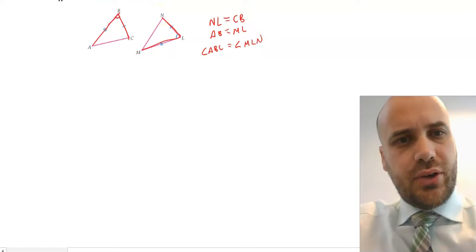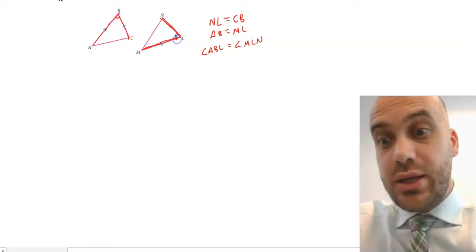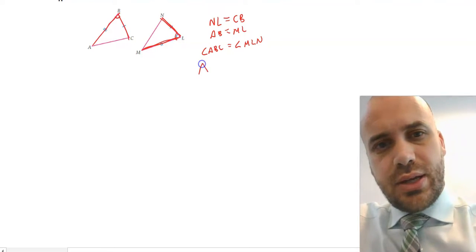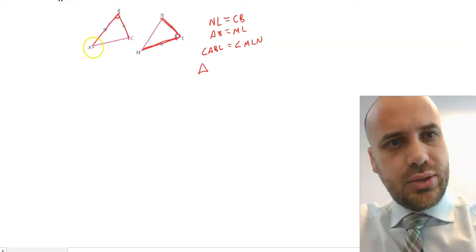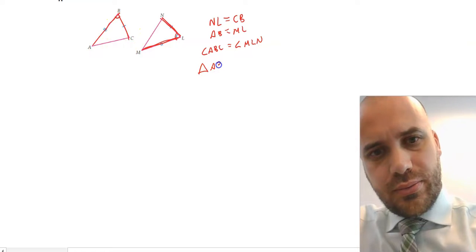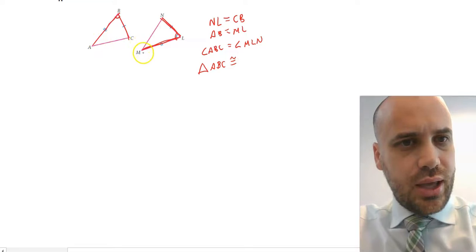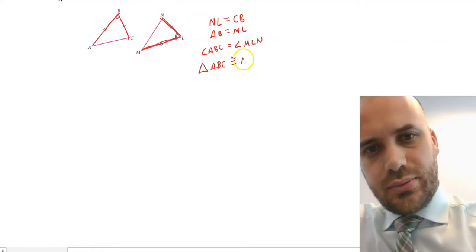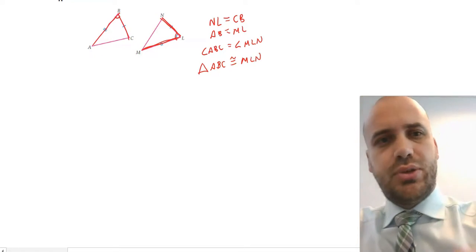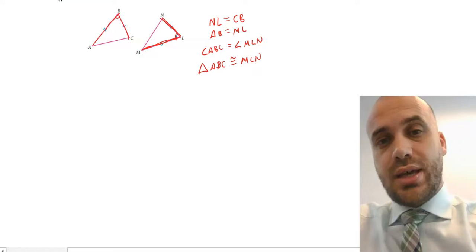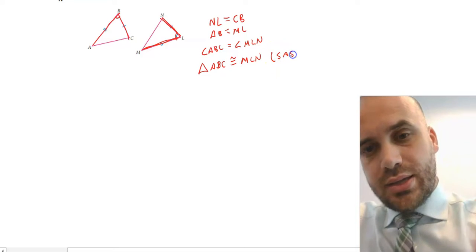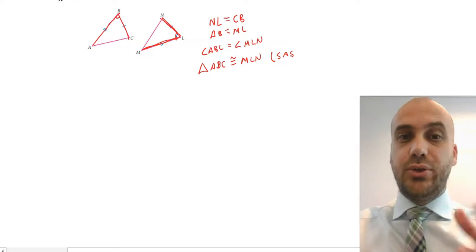Okay, so what do I have? I have a side and an included angle. That means that our triangle, let's call it ABC, is congruent to triangle MLN. Again, matching up your things. And the reason for that is SAS, side angle side, the included angle there.